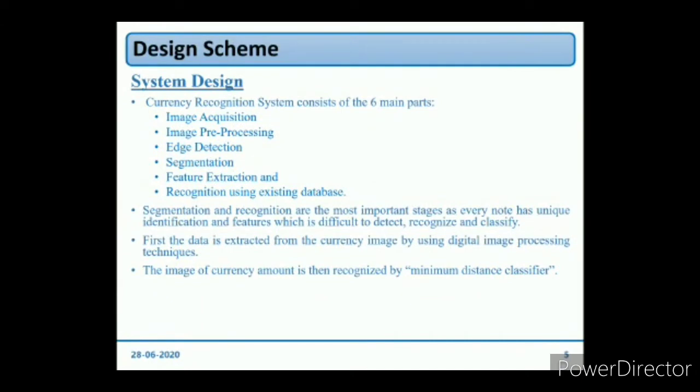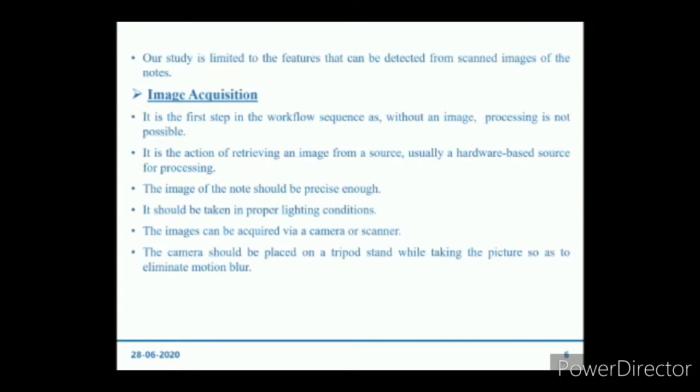Currency recognition system consists of 6 main parts, namely image acquisition, image pre-processing, edge detection, segmentation, feature extraction and recognition using existing database. First is image acquisition. It is the action of retrieving an image from a source, usually a hardware-based source for processing. The image of the note should be precise and it should be taken in proper lighting condition and should be acquired via a camera or a scanner.